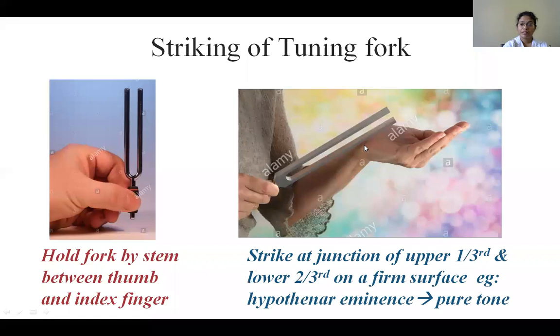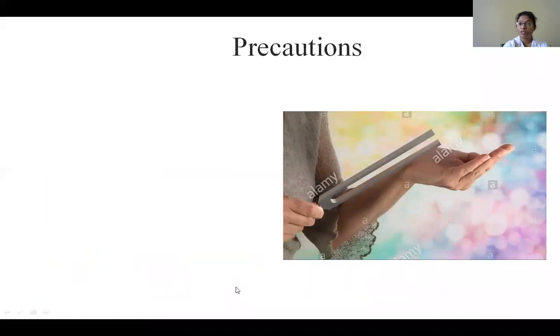Okay, so here, this is the side where you have to strike the tuning fork. And you should always strike the tuning fork on a firm surface. That is, for example, your hypothenar eminence, so that you get pure tone vibrations. Okay, so you have to strike on the hypothenar eminence to generate pure tone vibrations. Now, what precautions you have to take?